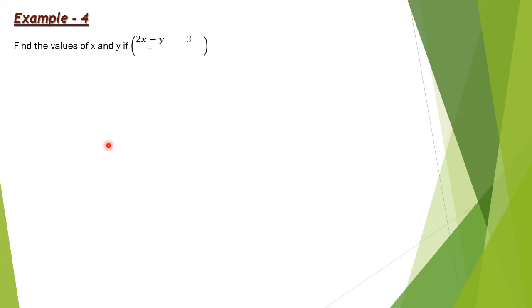Now it's time for example 4. You can see the question on your screen. Find the values of x and y. A very important question. This is the example of equal matrices. You can see these two matrices are equal, and we have to equate our corresponding elements, like 2x minus 3y is equal to 1 and 3x plus y is equal to 9. Now 2, 3 is the solution.